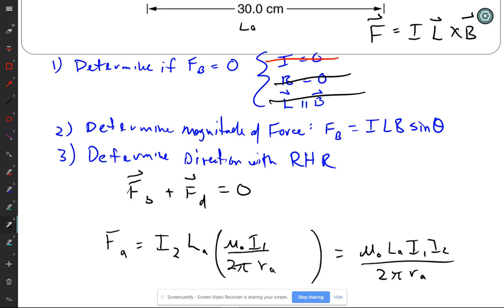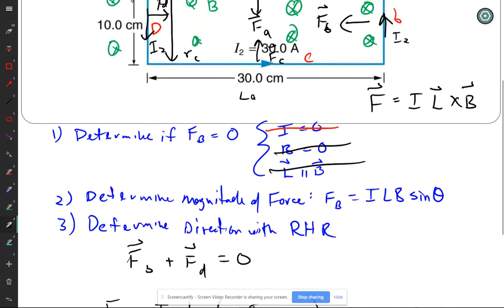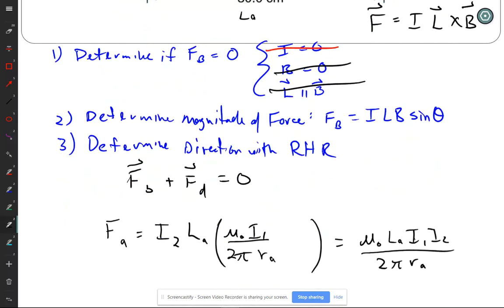Notice it's proportional to current 1 times current 2. And it's proportional to the length of the wire. In many cases, we actually just calculate the force per length, so we divide out the length of the wire, and we'd have force over L is equal to mu naught I1 I2 over 2 pi R. So that's the magnitude of force A.